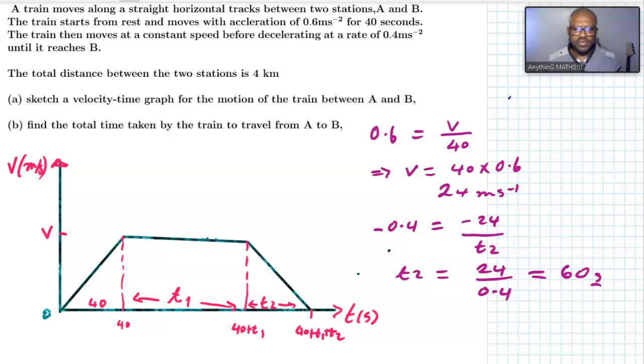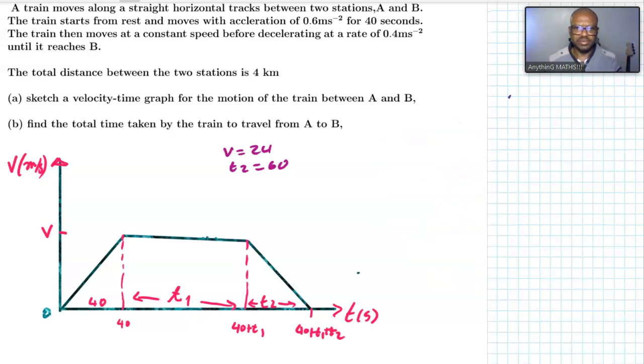So we know that T2 is 60 and V is 24. Those are really, really important, so let me write them here. V is 24, T2 is 60.